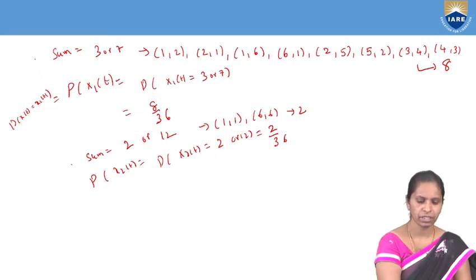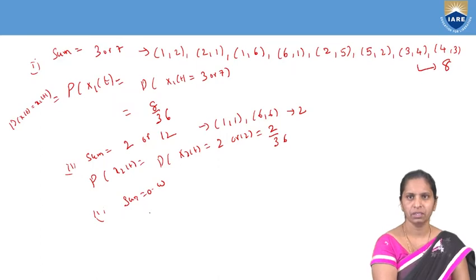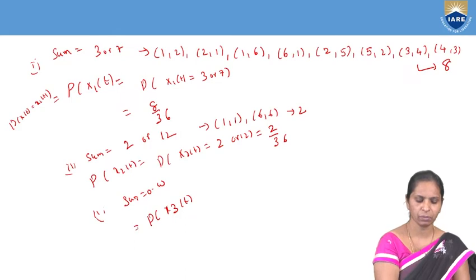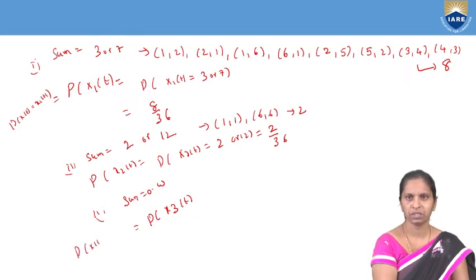And next, what they are given? Third case, they have given as when the sum is otherwise. So when the sum is otherwise, what is the probability then? The sum is other than 3, 7, 2 or 12. Nothing but what you calculate here? The probability of the random process x of t is equal to x3 of t.